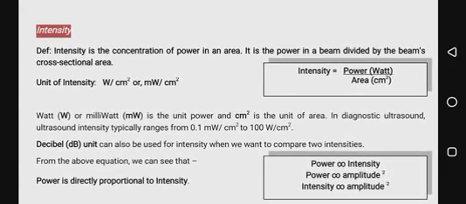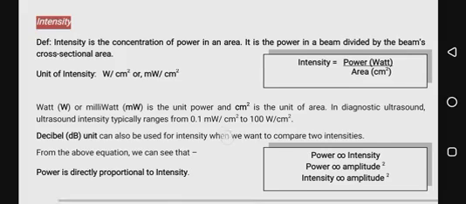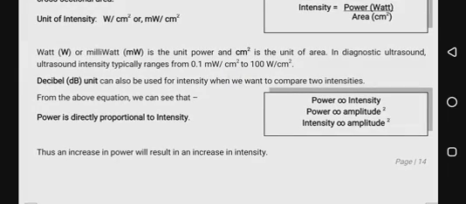is defined as the concentration of power in an area. It is the power in a beam divided by the cross section of that area. That is, intensity equals power measured in watts over area, which is measured in centimeter squared. The unit for intensity is watts over centimeter squared, or milliwatts over centimeter squared. Decibel units can also be used for intensity when we want to compare two intensities.